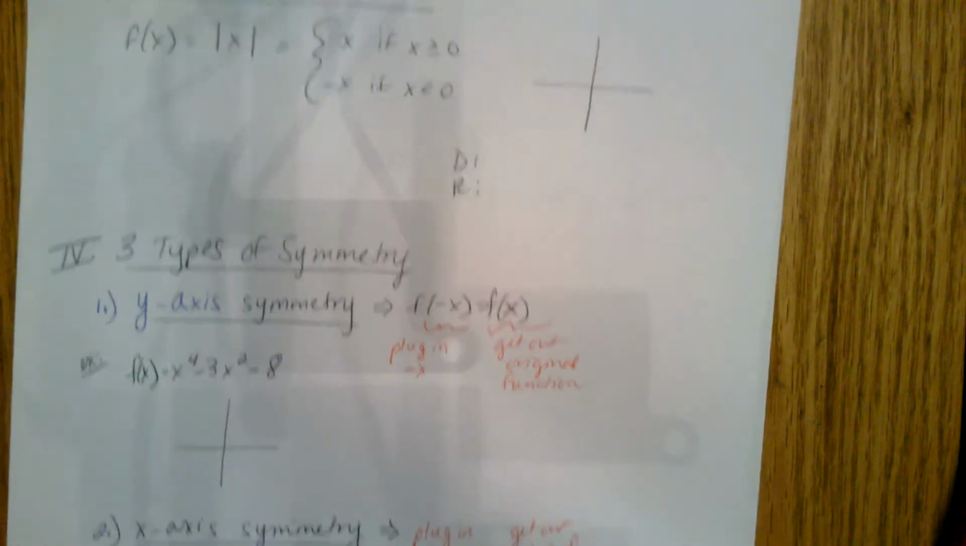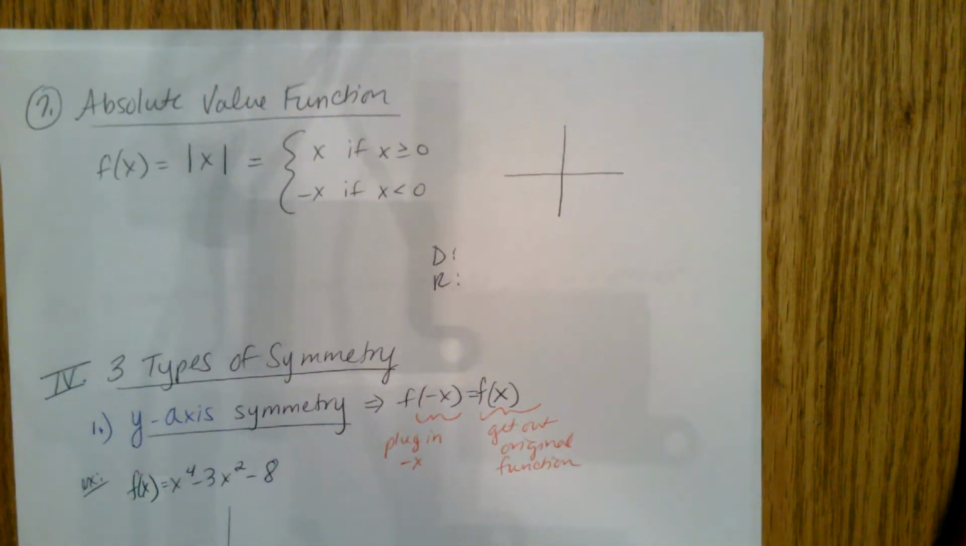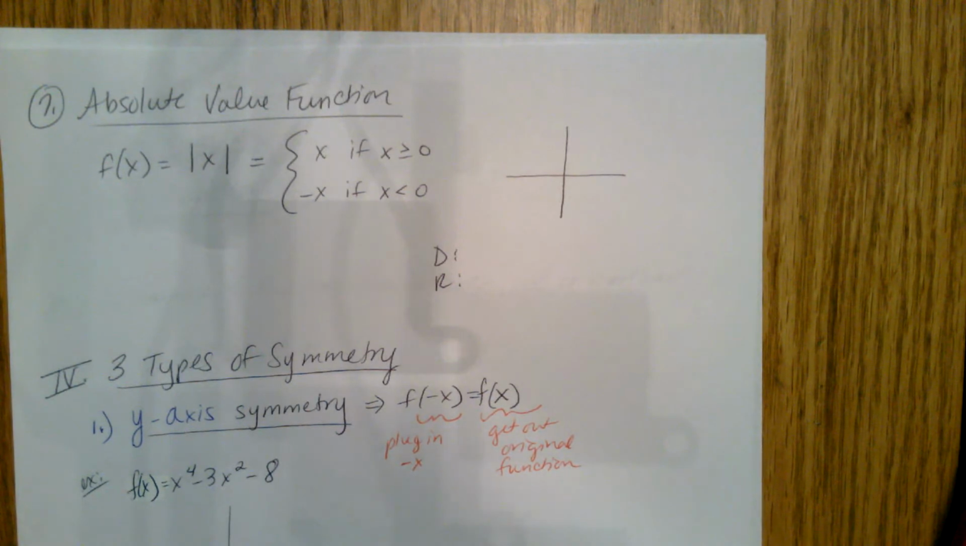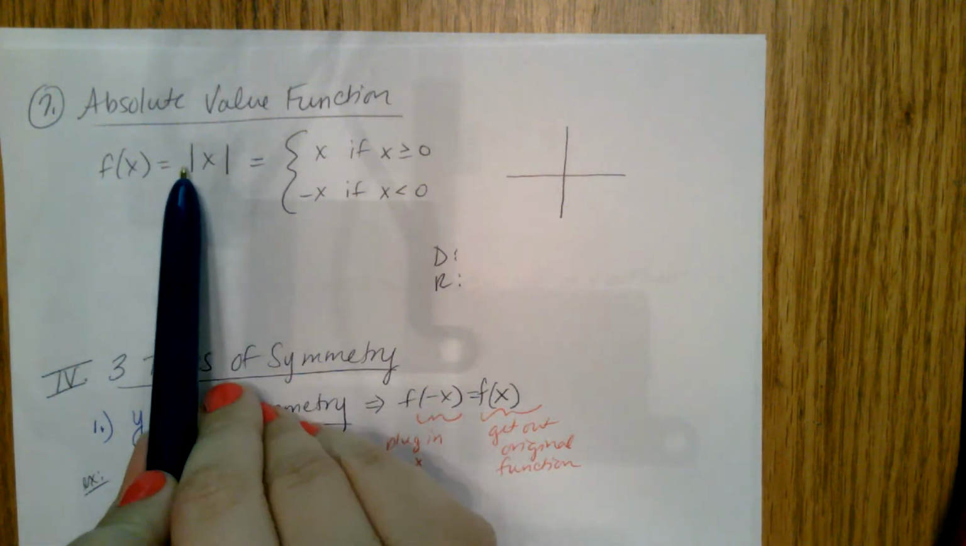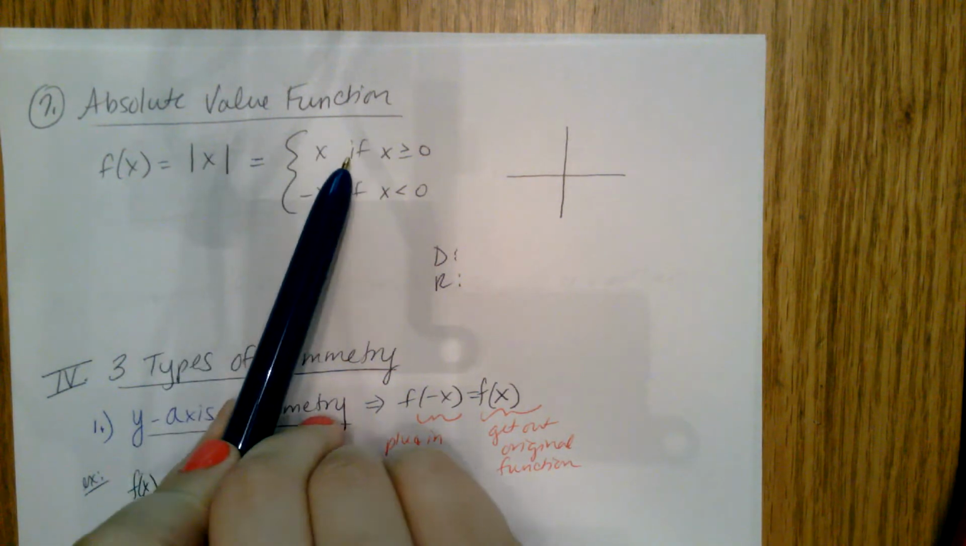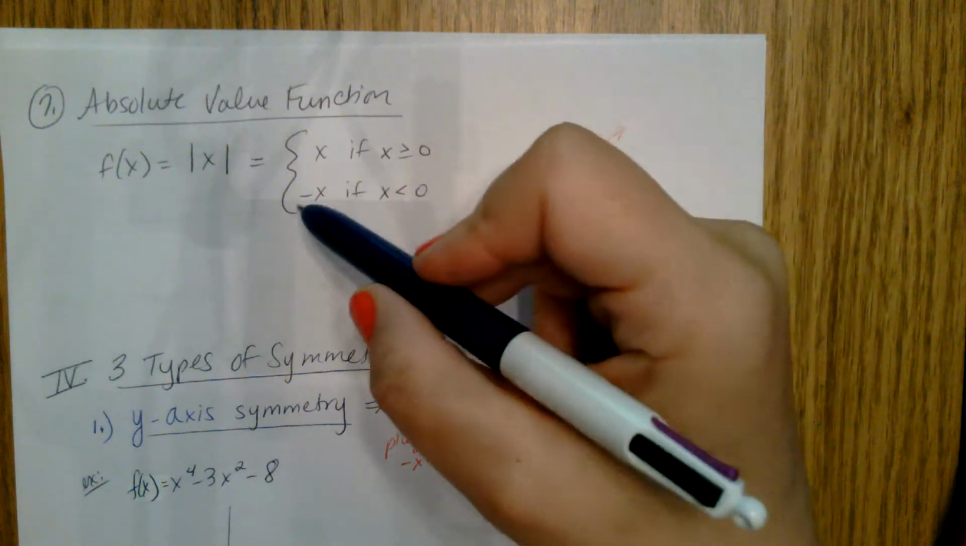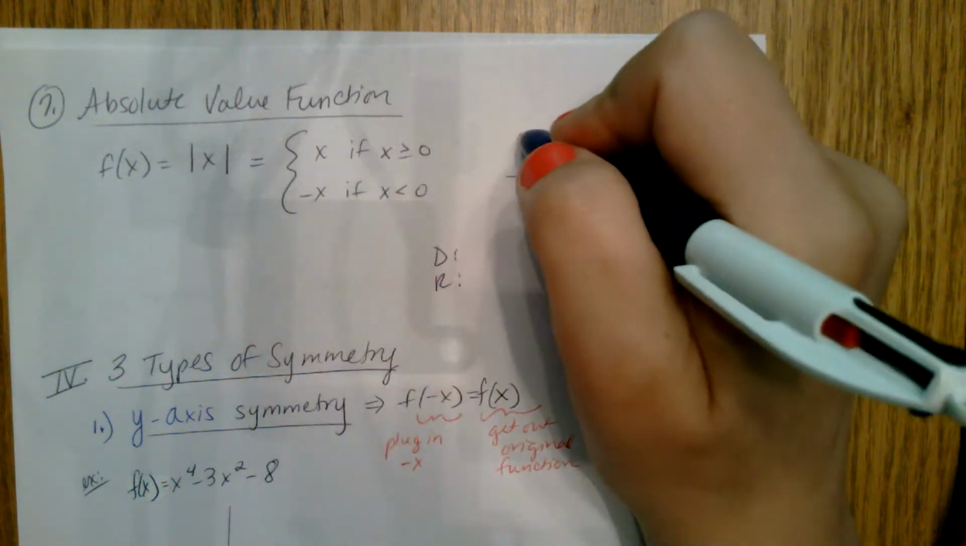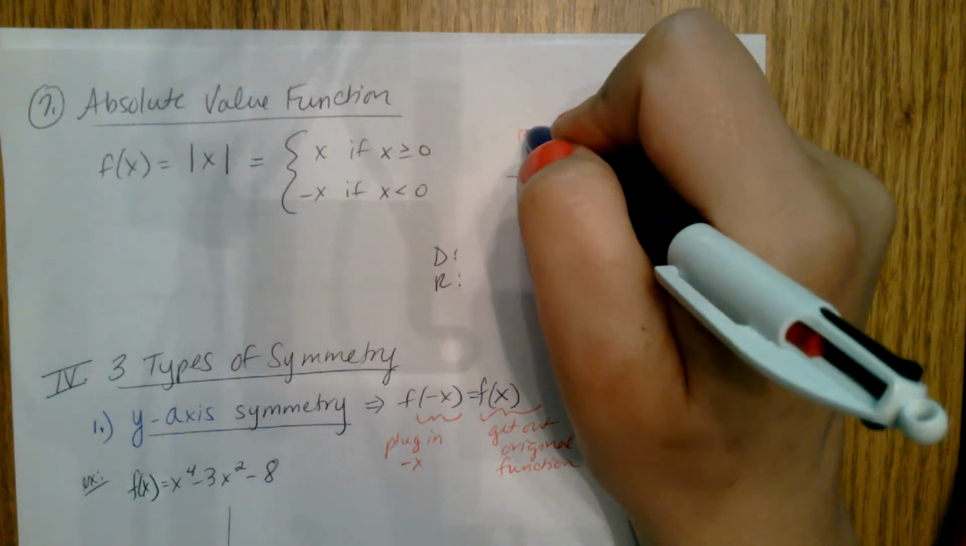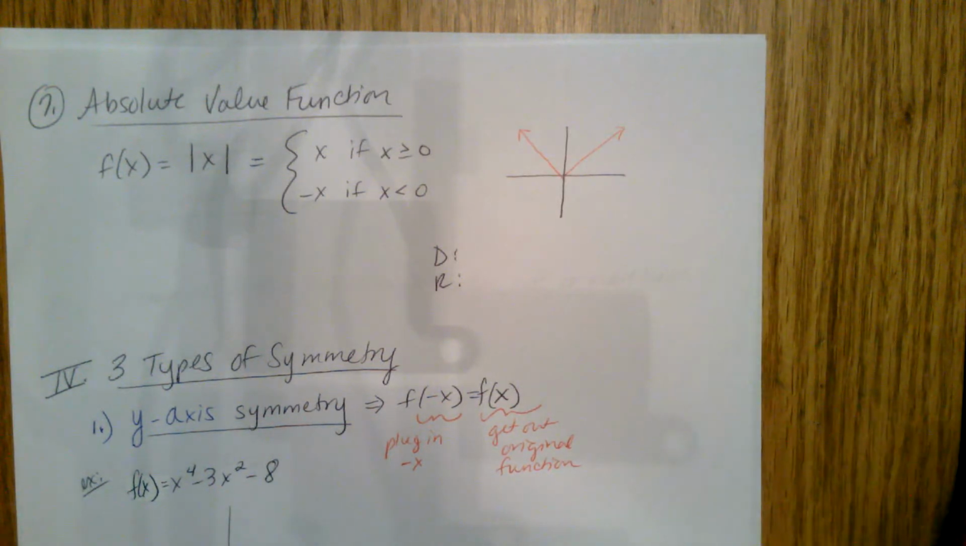Oh, got one more. Forgot. The absolute value function, one of my favorite ones. So absolute value, remember, if you take the absolute value of any number, it's positive. So if x was positive, it would remain positive. But if x was negative and you took the absolute value, it would also be positive. Okay, so it makes this V shape.